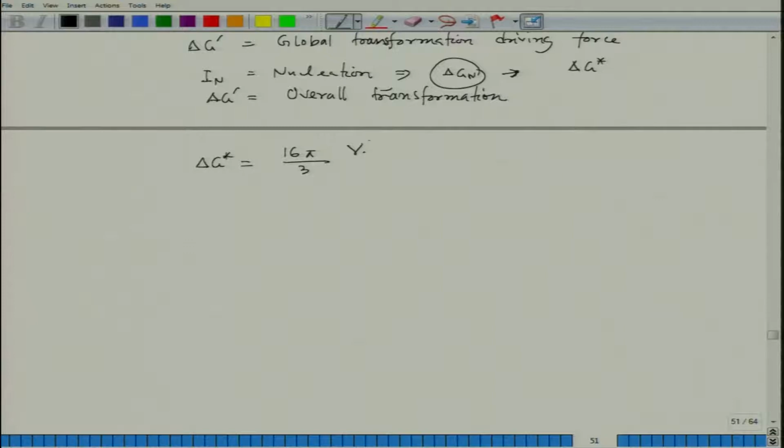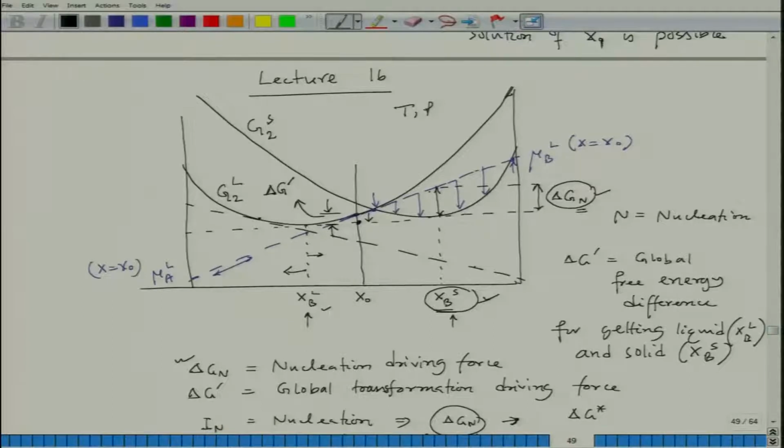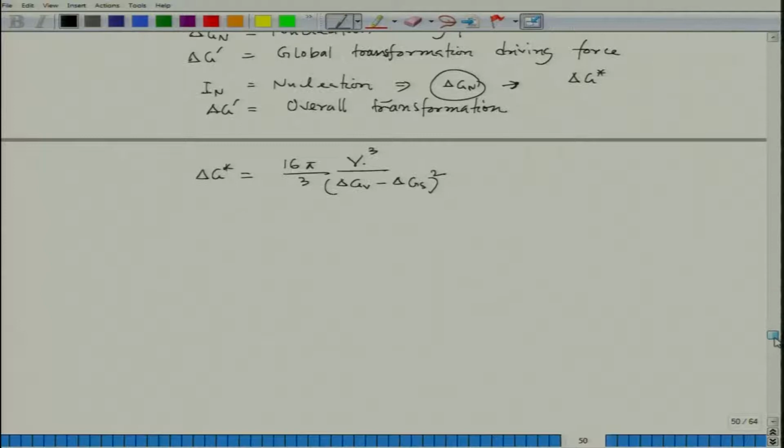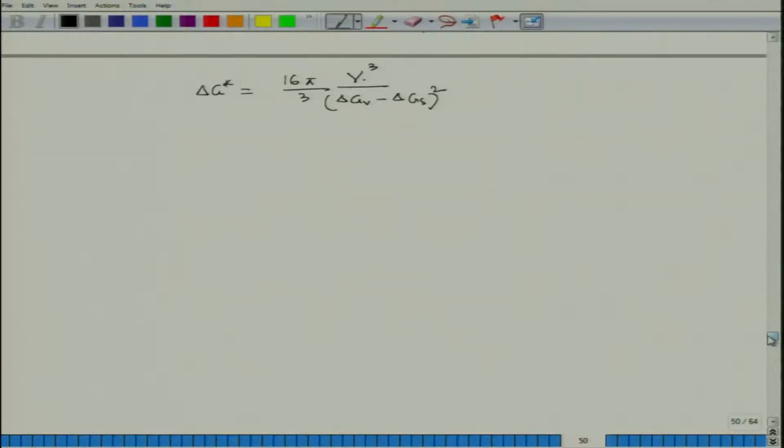gamma cubed divided by delta GV minus delta Gs squared. And remember, that time we have considered precipitation of beta phase. We are going a little away from the solid liquid transformation. The solid liquid transformation actually indicates that when we have nucleation of solid, similar phenomena can be active while a solid forms from another solid.